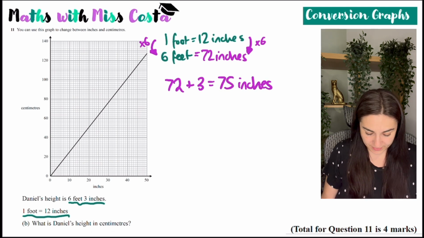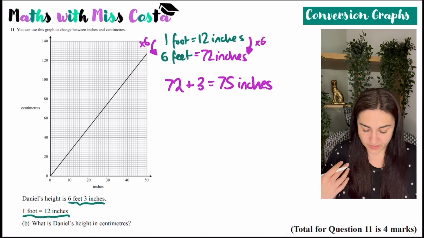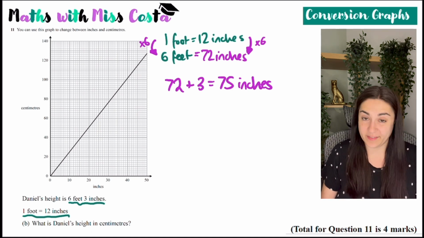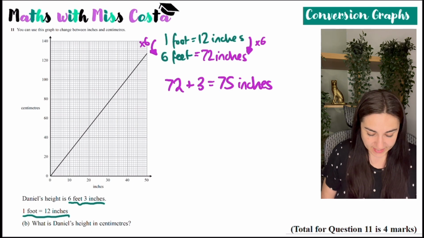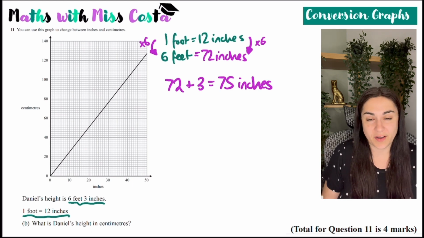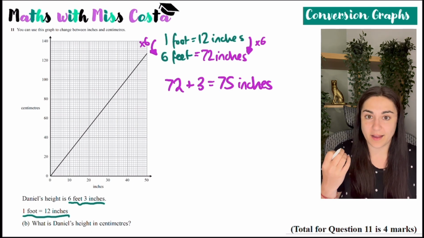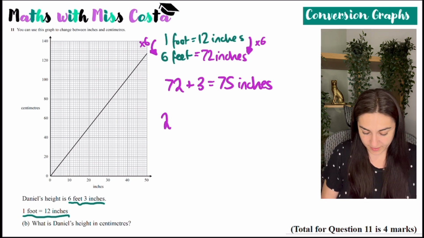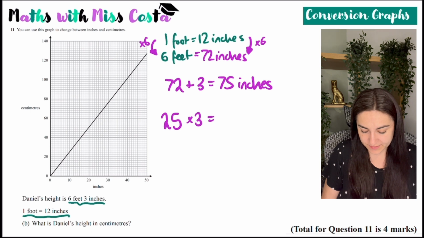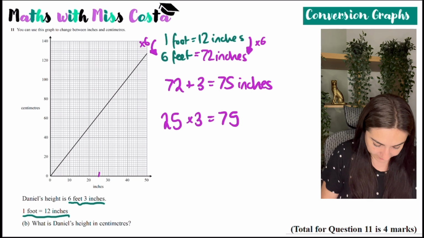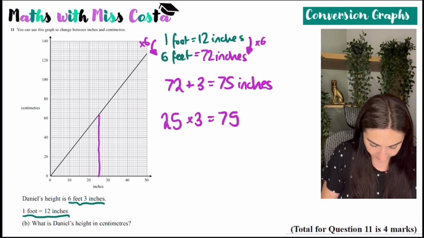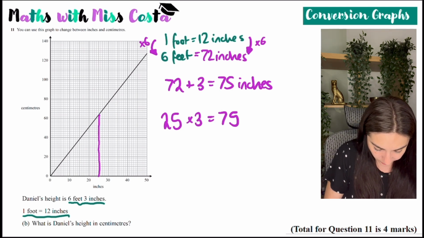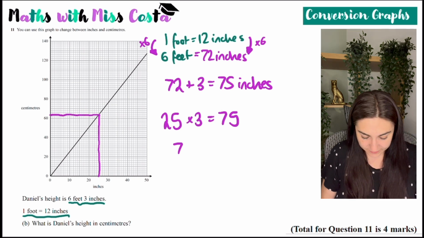So I need to figure out what 75 inches would be. Now there's a few ways that I can do this. Obviously the graph doesn't go up to 75, so I'm going to have to pick a factor of 75. So I could pick 25, because I know 25 times by 3 gives me 75. So I go across my graph to 25 inches, I go up to the line and across, and then that takes me to 64 centimetres.